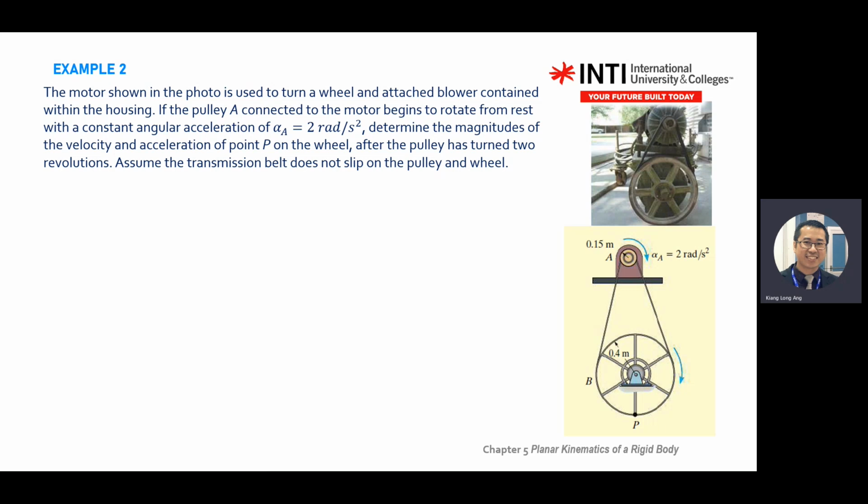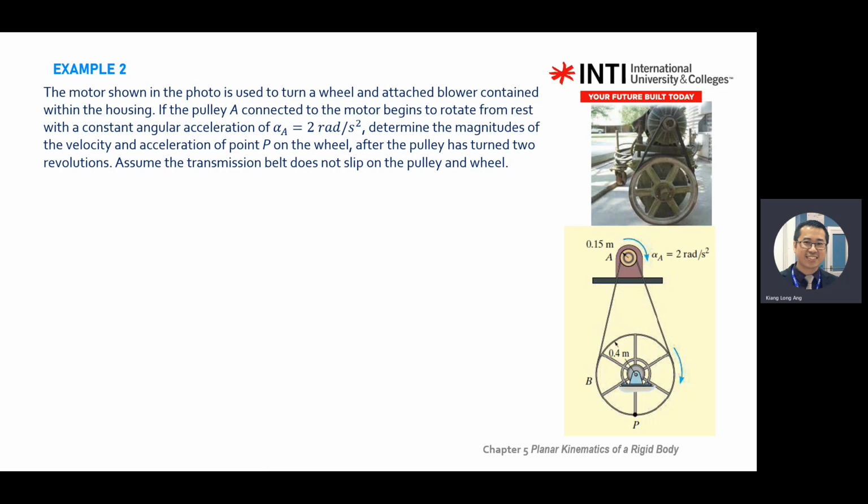All right, so the motor shown in the photo is used to turn a wheel and attached blower contained within the housing. So it's similar to this. There's a wheel, point A, point B. The dimensions are given, and the direction was given. Okay, the turning direction was given.